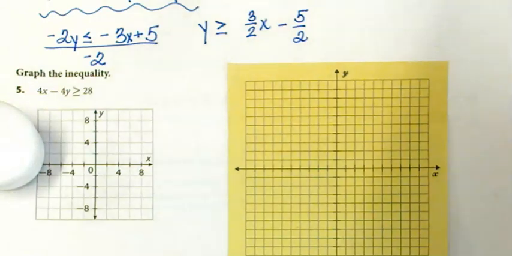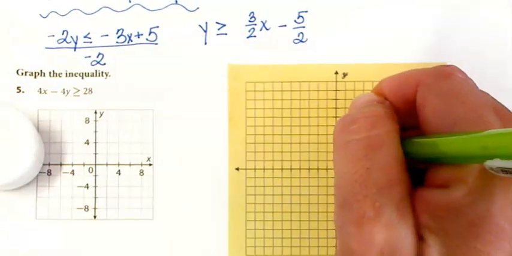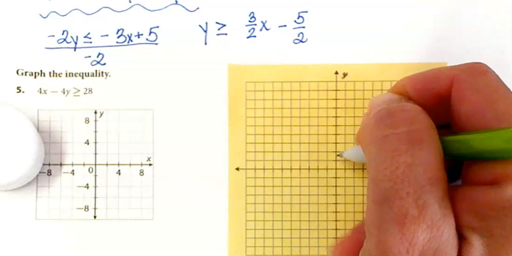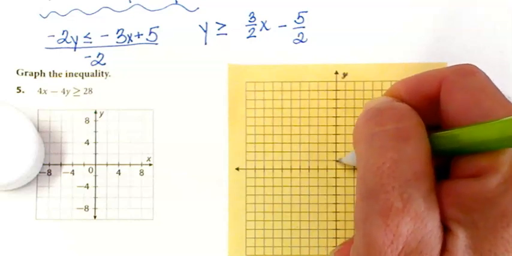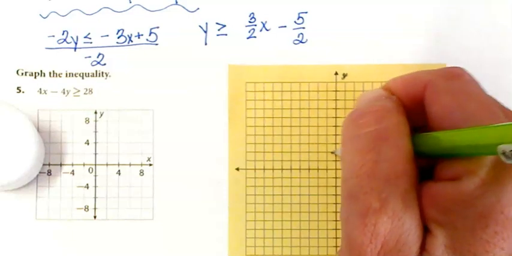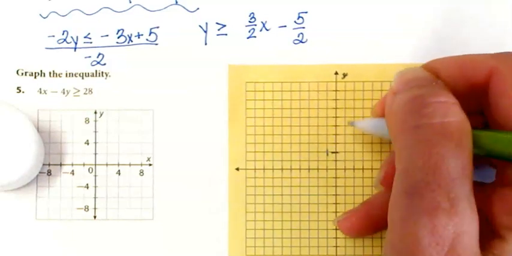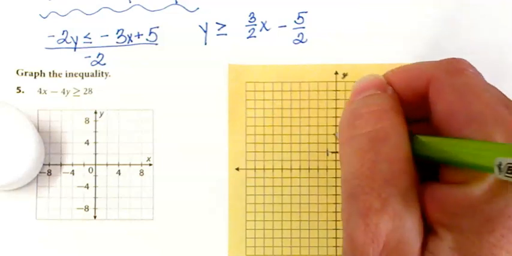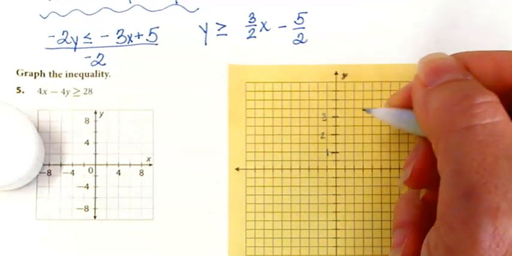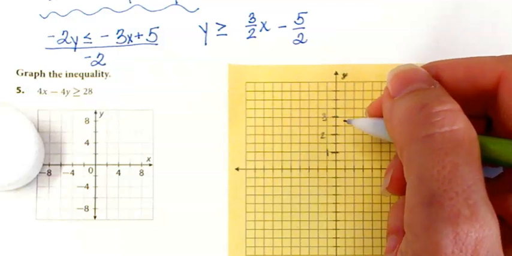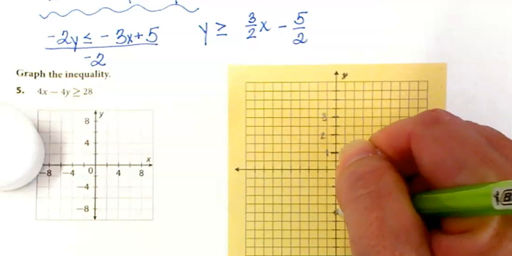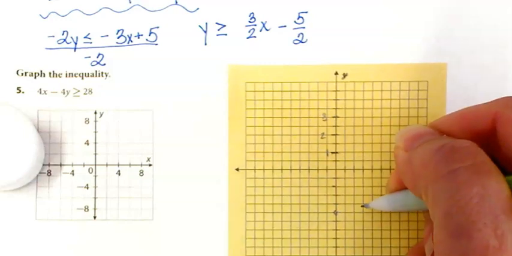For this particular graph, I'm going to go by halves so that I have a nice little grid line, even though something might be over 2. Sorry, I'm not going by 2's, I'm going by halves. 2, 3, etc. Okay. All right, negative 5 halves is right here. That's my y-intercept.